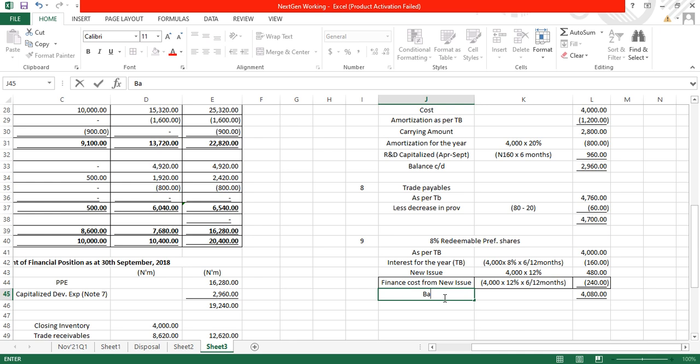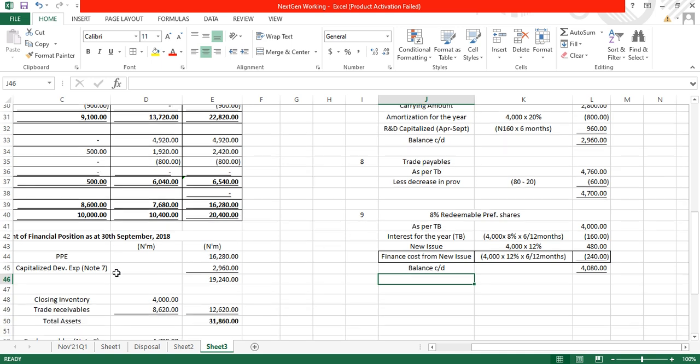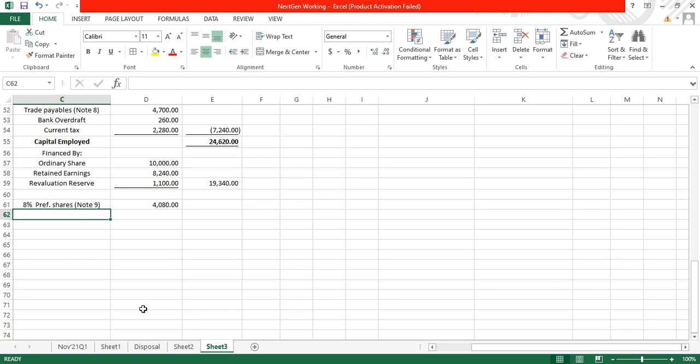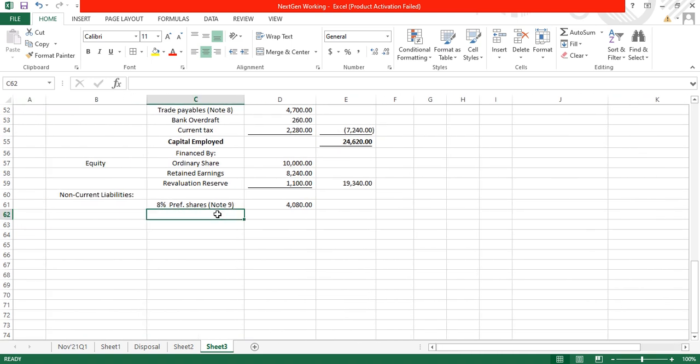Okay, so this is our balance carried down. All right, so I have for Note 9, redeemable preference share. Let me write preference share here so that I have space to write it. Note 9, right? So what do we have there? We have 4,080, right? Yes. Apart from our redeemable preference share, what else do we have?